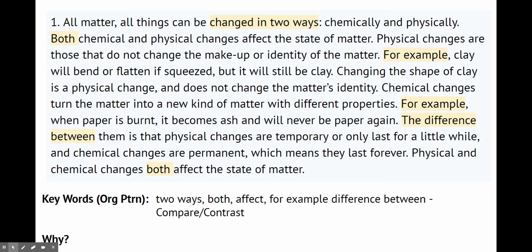Now, what is the purpose of the compare contrast? Why would the author need to do this? Well, the author is informing us of two different ways that things can be changed, either physically or chemically. And we get to know the types of changes, either permanent or temporary, to those objects. And that's how we use keywords to identify the organizational pattern and to understand the author's purpose.